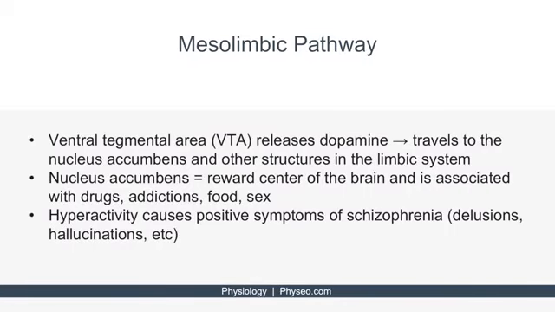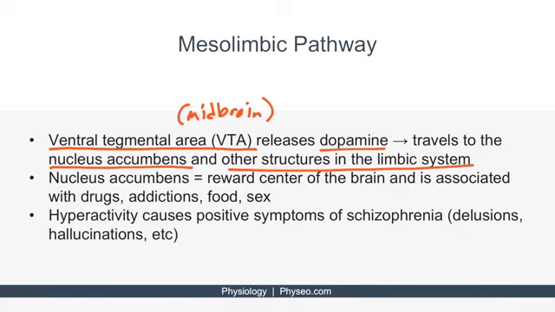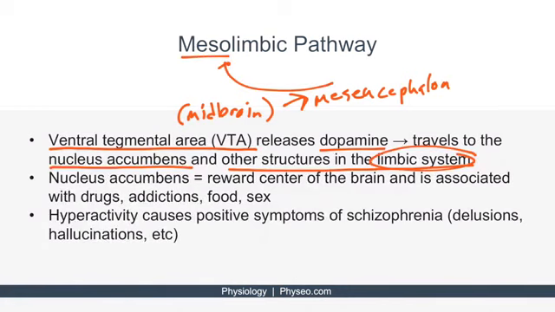So now let's talk about the mesolimbic pathway. In the mesolimbic pathway, the ventral tegmental area, which is in the midbrain, releases dopamine. The dopamine then travels to the nucleus accumbens, which is a part of the limbic system, and it also travels to other structures within the limbic system. So it can be easy to remember what the mesolimbic pathway is when we remember that the midbrain is also called the mesencephalon, as in meso in mesolimbic. And since we're dealing with the limbic system, we get the term limbic in mesolimbic pathway.